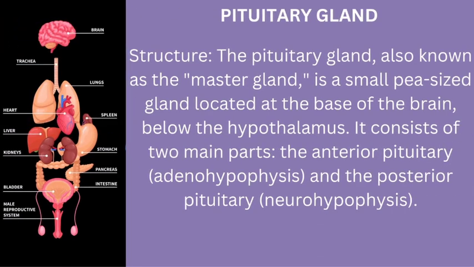First is pituitary gland. Structure of pituitary gland. The pituitary gland, also known as the master gland, is a small pea-sized gland located at the base of the brain, below the hypothalamus. It consists of two main parts, the anterior pituitary (adenohypophysis) and the posterior pituitary (neurohypophysis).